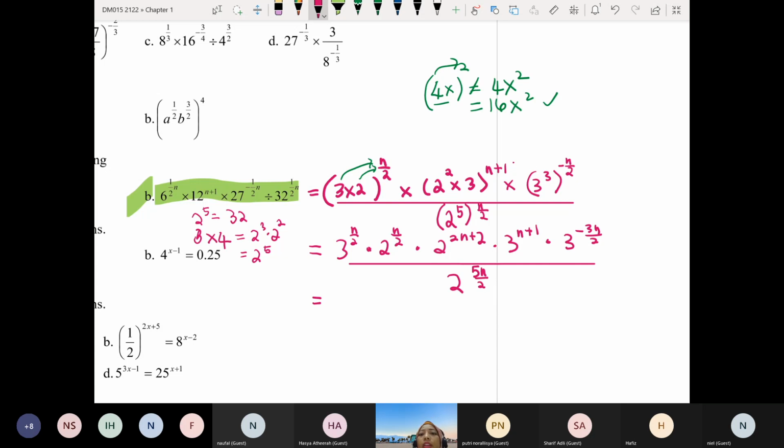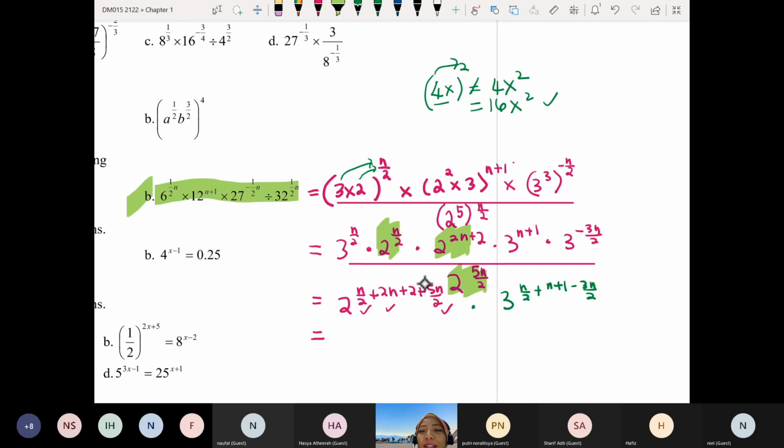Correct. Okay, so sekarang kita nak kumpulkan. We want to collect all the 2 terms. 2, 2, 2. So kita ada 3 kat situ. So 2n over 2 plus 2n plus 2 plus 5n. Bagus. Okay, minus 5n over 2. Bahagi kita adalah tolak. Okay, so jadinya lagi sekali 1 over 2 plus 2 minus 5 over 2 keluarkan n. So dia jadi apa?